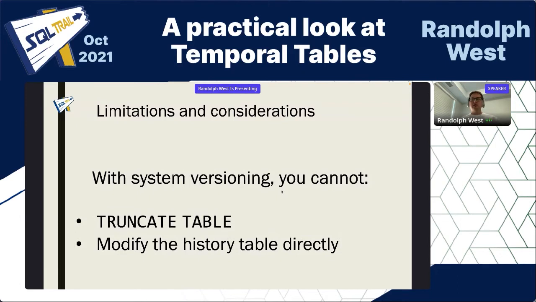Now, this one is kind of obvious, but I need to mention it. If system versioning is enabled, you cannot truncate either of the two tables, the history table or the current table, and you cannot modify the history table directly. Which is to say that if system versioning is disabled and you have the right permissions, you can truncate tables. You can modify the history table directly. So while this is true when system versioning is enabled, anybody with the right permissions can turn it off and do whatever they like.